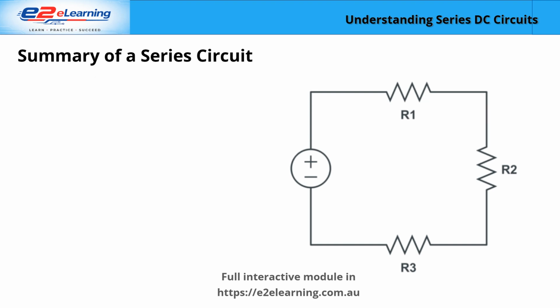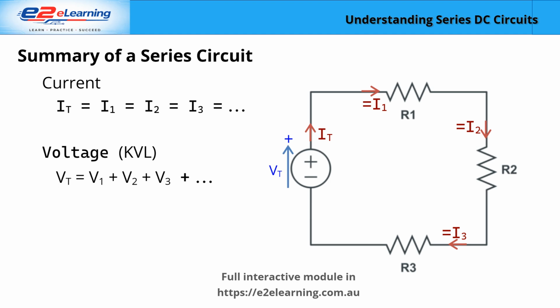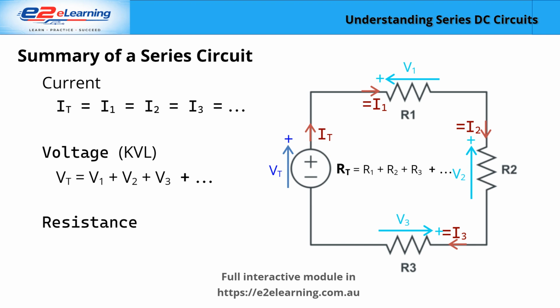As a summary, in a series circuit, the current is the same through every component. The total current equals the current through resistor 1, resistor 2, resistor 3, and so on. For voltage, we apply Kirchhoff's voltage law. The total supply voltage is equal to the sum of all individual voltage drops across each component. When calculating resistance in series, we simply add them together. The total resistance equals resistor 1 plus resistor 2 plus resistor 3, and so on. These three relationships, equal current, additive voltage, and additive resistance, fully describe how a series circuit behaves.